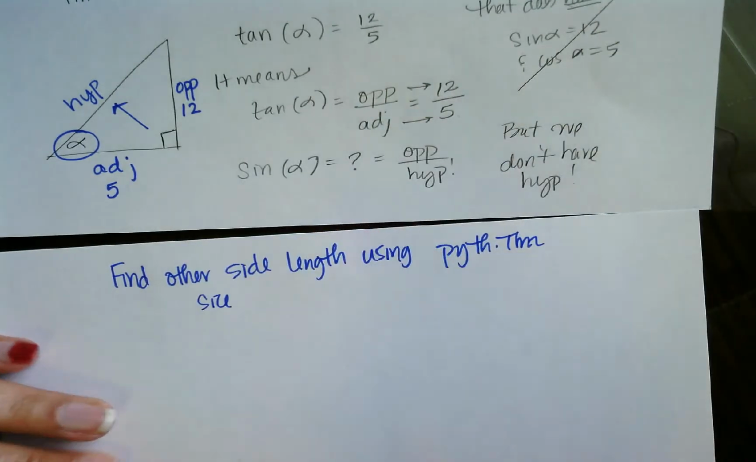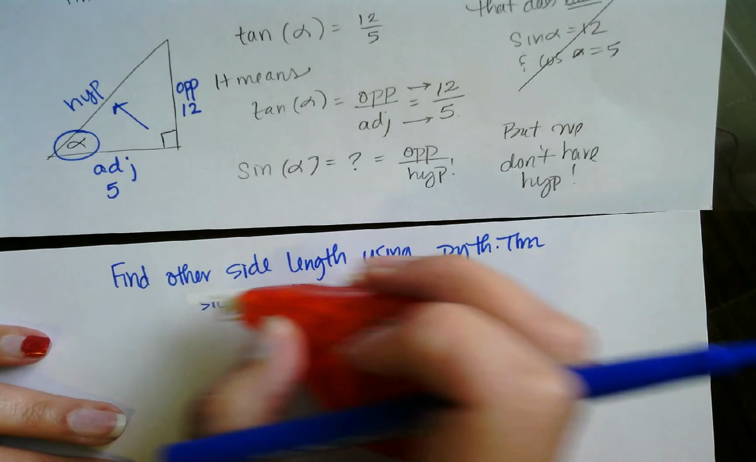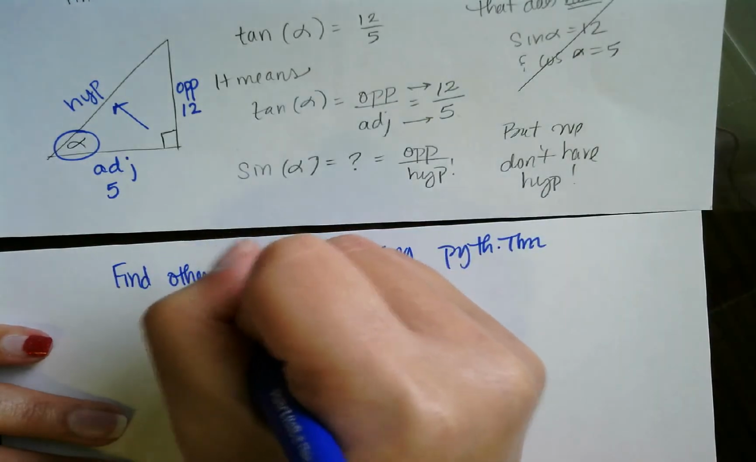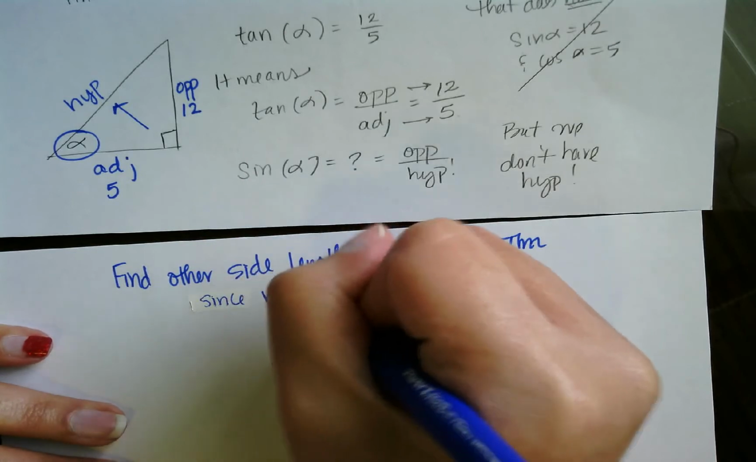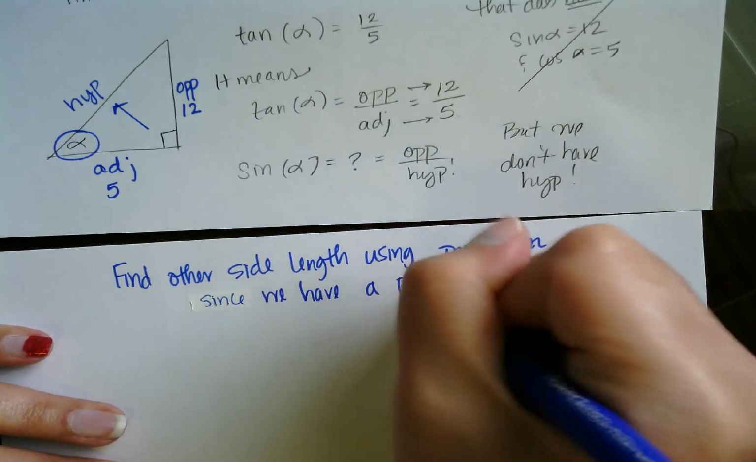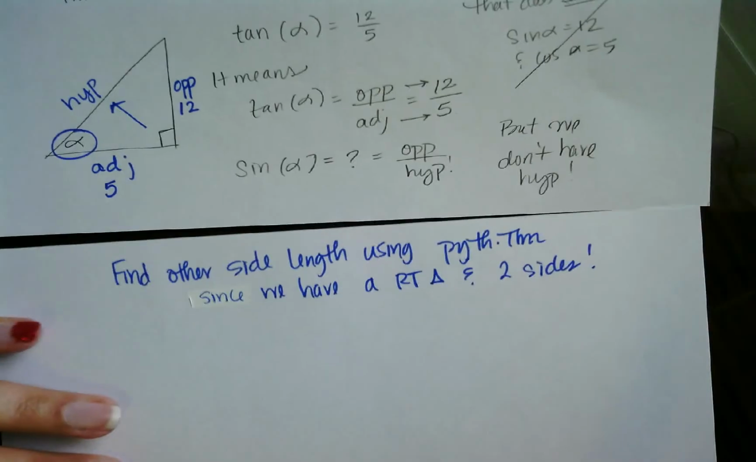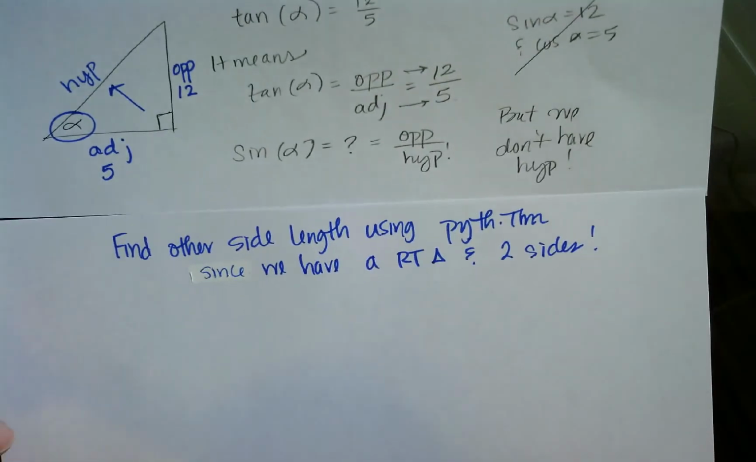Since, well, we have a right triangle and 2 sides. Okay, so you gotta know when you can use Pythagorean theorem. We have a right triangle and we have 2 sides.